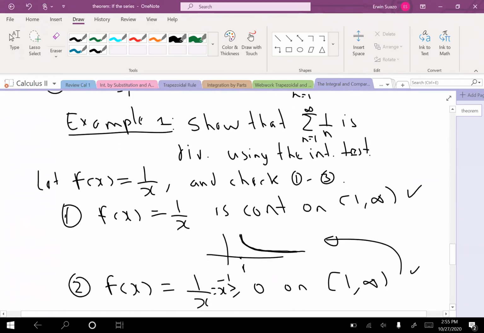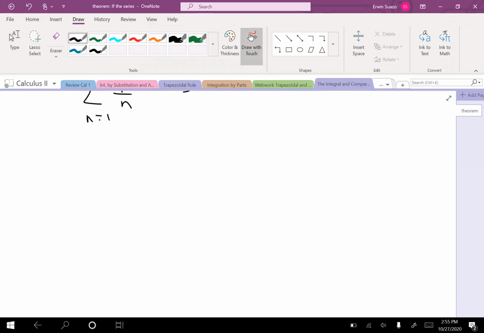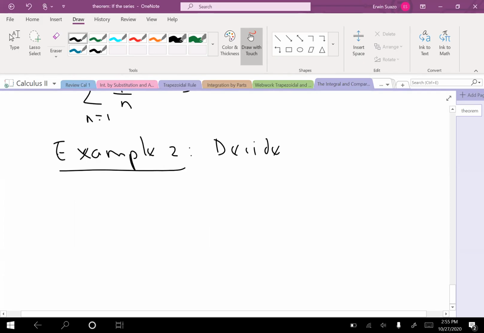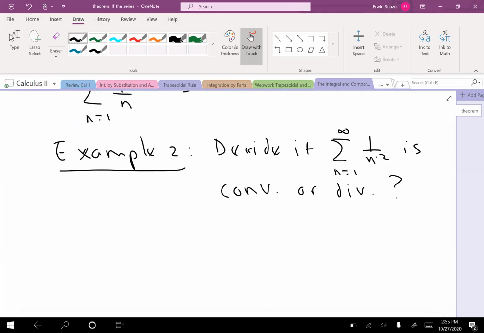Okay? So the next one is example 2. Decide if the sum of 1 over n squared, n equals 1 to infinity, is convergent or divergent. You need to decide if it's convergent or divergent.